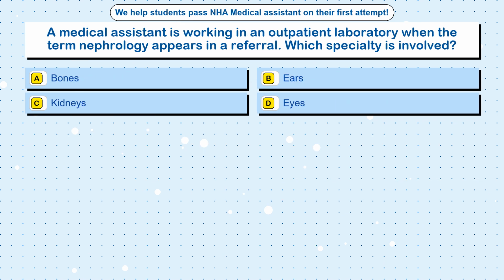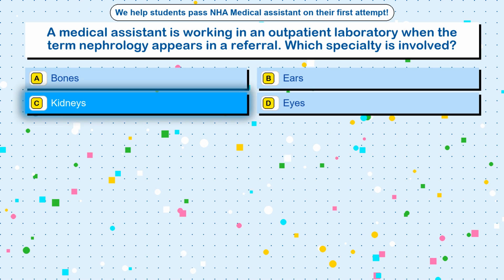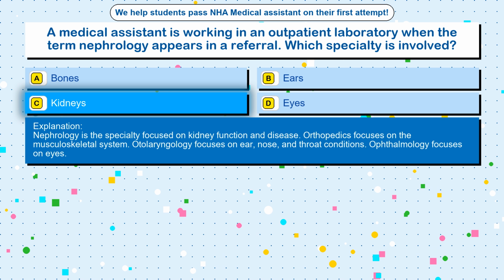Question 32. A medical assistant is working in an outpatient laboratory when the term nephrology appears in a referral. Which specialty is involved? Option A. Bones. Option B. Ears. Option C. Kidneys. Option D. Eyes. The correct answer is option C. Kidneys. Nephrology is the specialty focused on kidney function and disease.